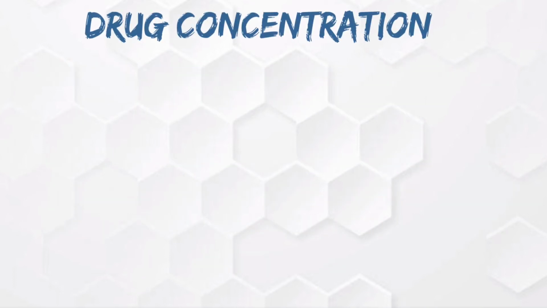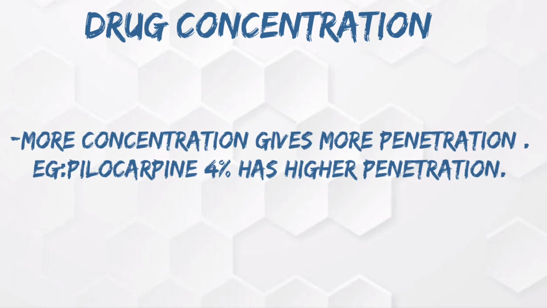So now let's talk about drug concentration and solubility. The higher the drug concentration, the higher the penetration. For example, pilocarpine, which is available from 1 to 4% concentration, has higher penetration at 4% concentration.